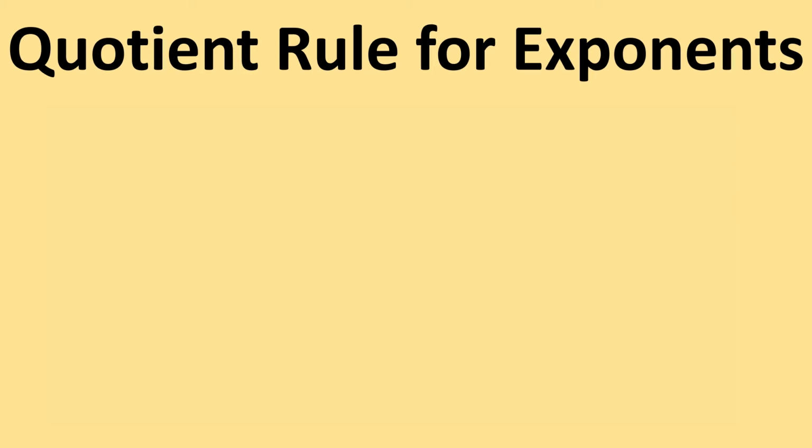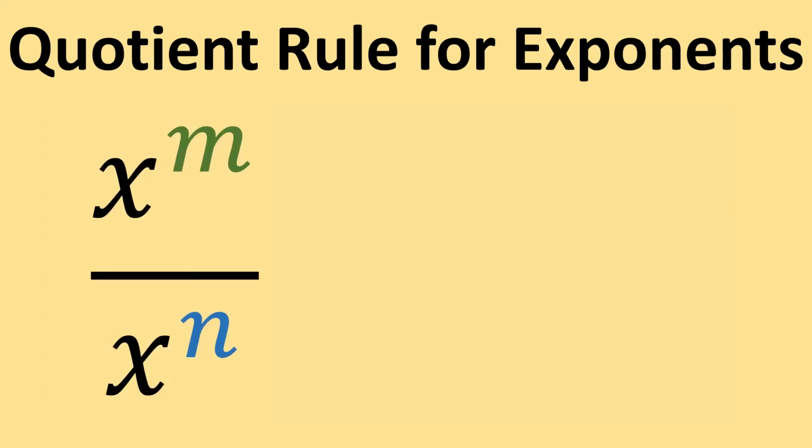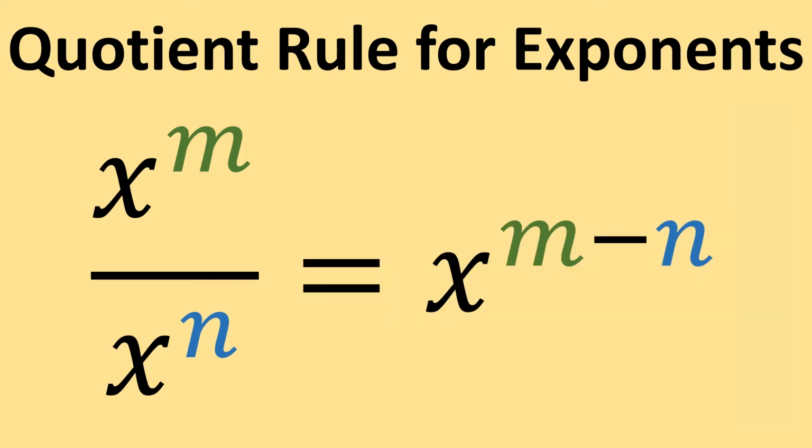The quotient rule for exponents deals with any situation where we have a variable raised to a power divided by the same variable raised to another power. Right here we have x to the m power divided by x to the n power, and that's going to be equal to x to the m minus n power. In other words, we take the top power and we subtract the bottom power from it.